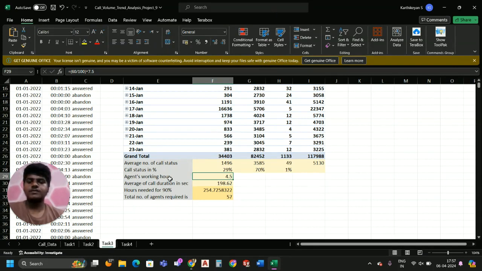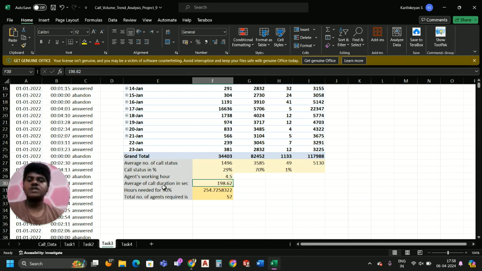Actually the agents work 60% of 7.5 hours. That is 60% of 7.5 hours, you can see 60 by 100 into 7.5. Within that 7.5 hours they have worked only 60%. So how many hours have they worked? Actually they have worked 4.5 hours. You can see the formula, 60 divided by 100 into 7.5. So the agents are working for 4.5 hours daily.